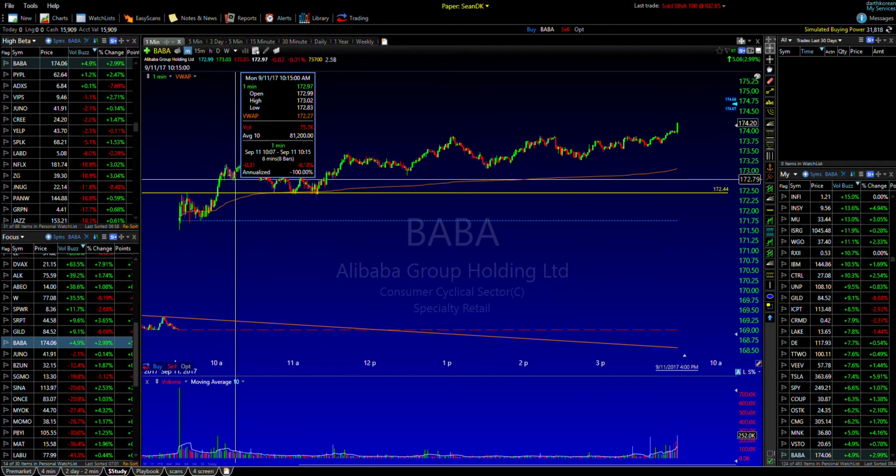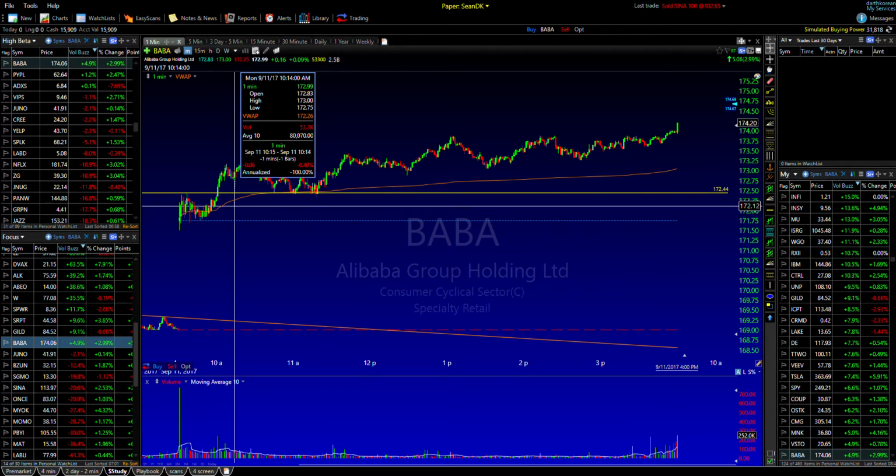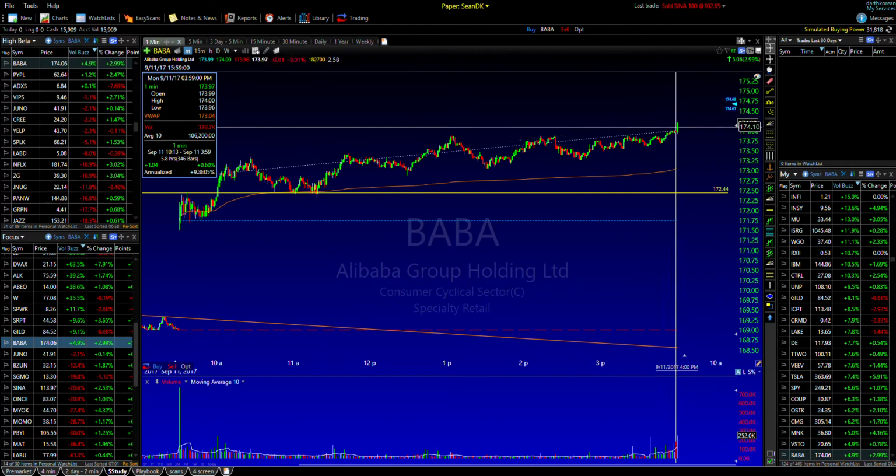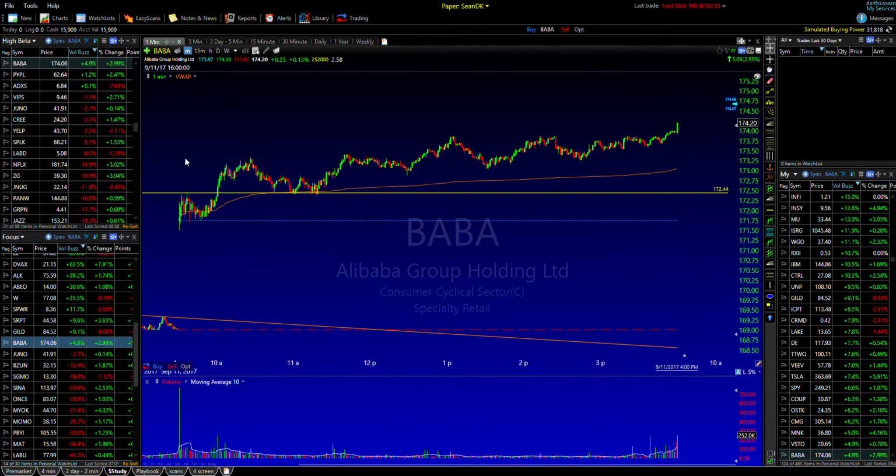Still, I entered on this flag, but I gave myself room below the volume weighted average price. My risk was about 70 cents, and I only ended up making about a 1-to-1 on this trade, but still, one good trade.